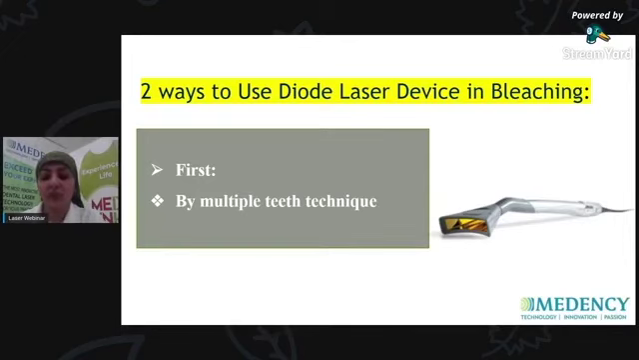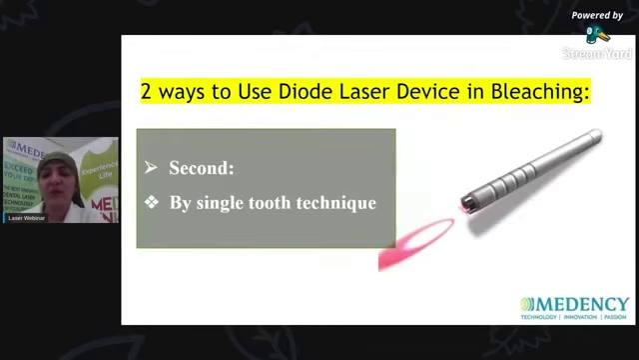You can bleach a couple of teeth at the same time, and you can also remove this handpiece and bleach only a single tooth if the patient is suffering from discoloration in only a canine, for example. So you can bleach only this canine, and this is a very good advantage and benefit of using a diode laser device in bleaching.